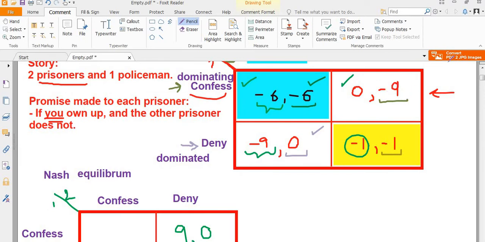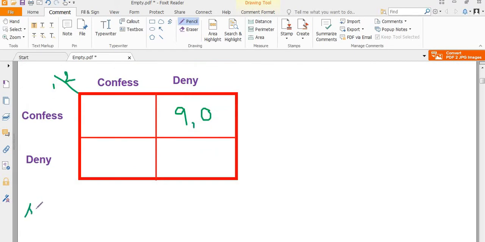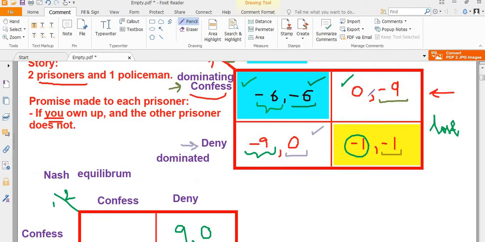So he lost 9. Here the numbers are actually the years lost, whereas these numbers are the years saved. So if I am an honest person and I confess, I save 9 years of my life. My friend here who tries to get his way out and deny his crime ends up losing 9 years of his life, or saves none.